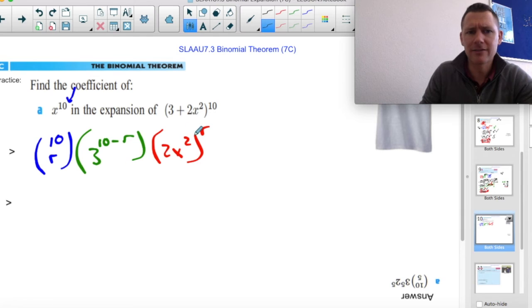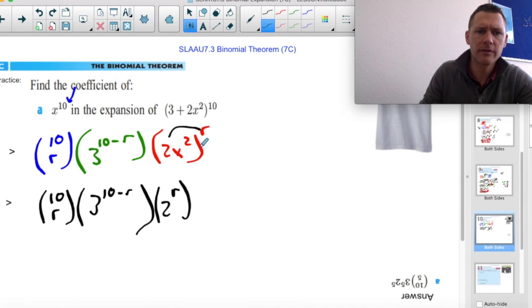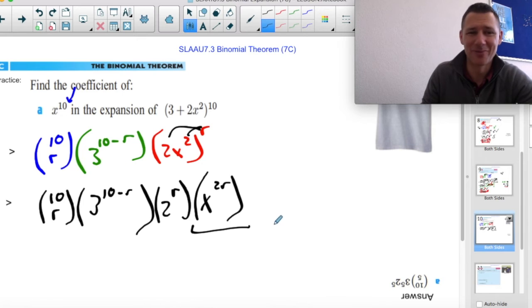I guess all the x's are together here, so the coefficient is going to be 10 choose r, 3 times 3 to the 10 minus r. You get 2 to the r from this, and you get x to the 2r, right? This is the only spot where my x's are. I probably should have done this problem first.